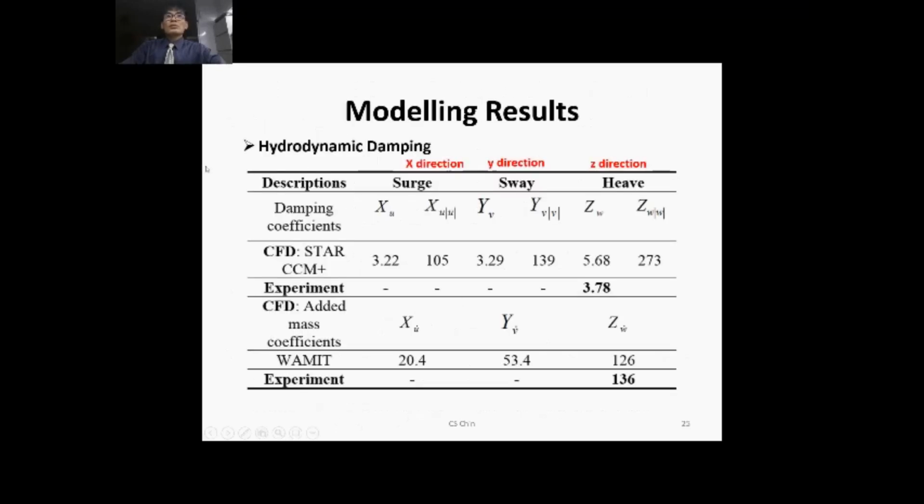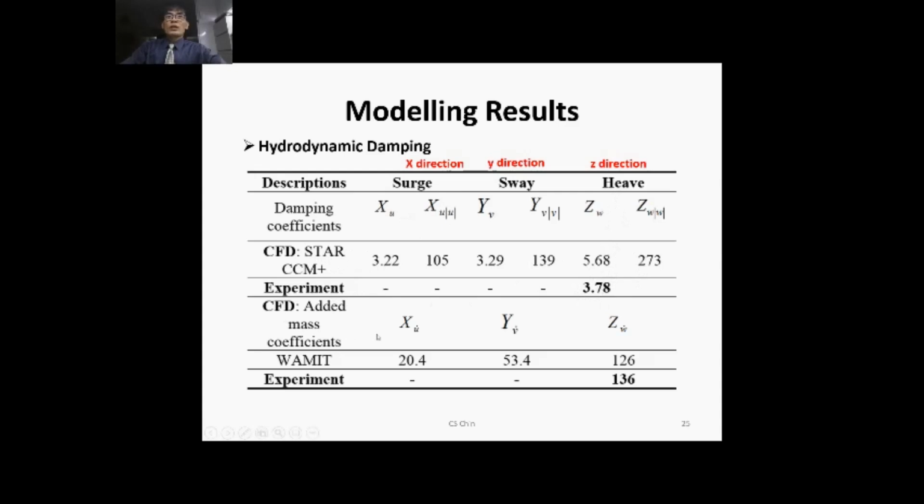So for the modeling results, you can see the hydrodynamic damping in the X, Y, and Z directions. The damping coefficients are written as such. The X_U refers to the linear damping. The X_U with the absolute U refers to the nonlinear damping, or the quadratic damping coefficient. So the CFD determines the values, or the data, as you see from this table. And for the experiment, because we are using the experiments just for the heave direction, you can see that there's only a single value for the heave direction.